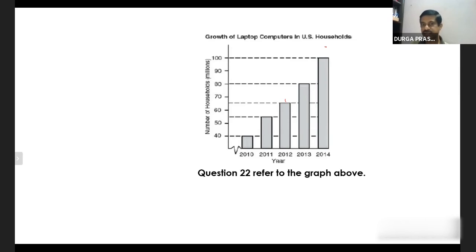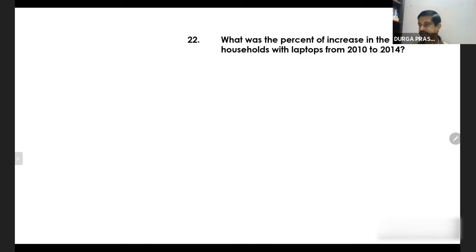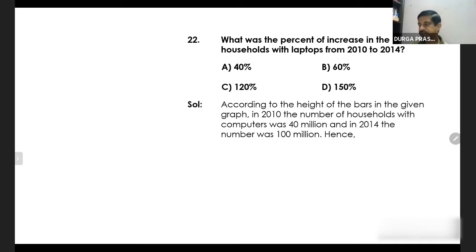So let us see what the question is. Question number 22 refers to the graph above. The graph above shows the number of US households with laptop computers for the years 2010 to 2014. What was the percentage of increase in the number of households with laptops from 2010 to 2014? So that is increase by original into 100.